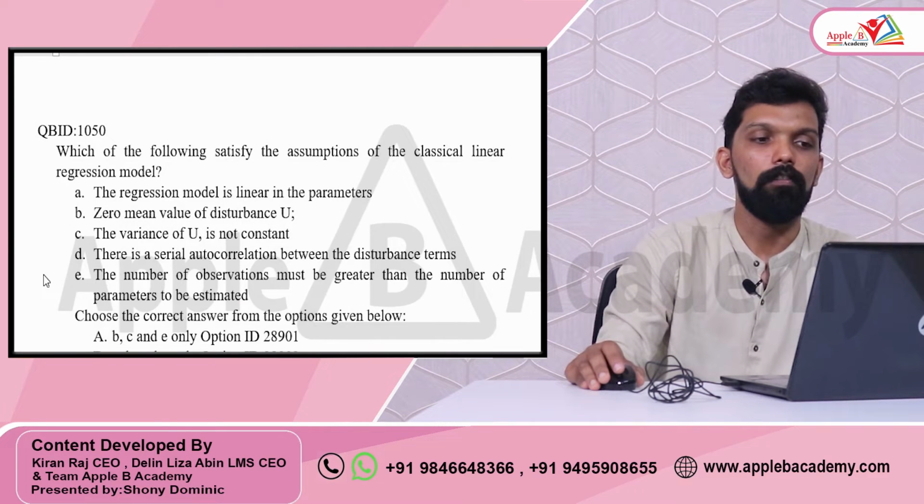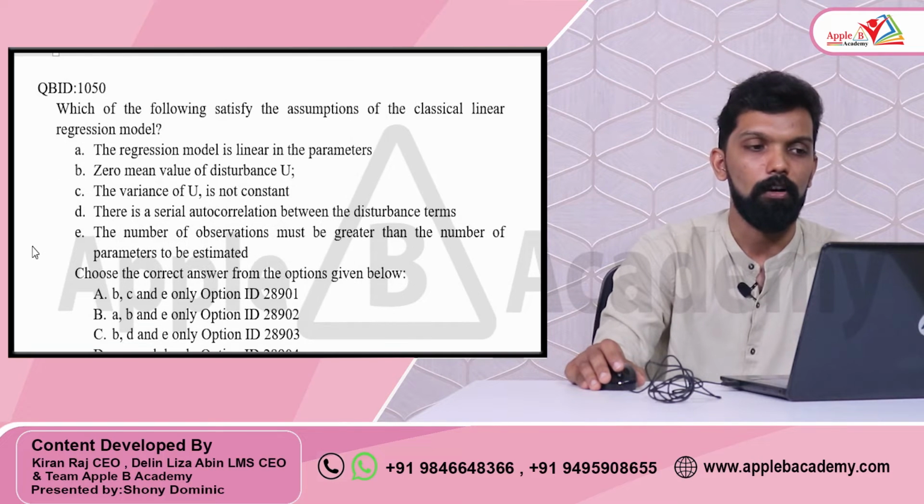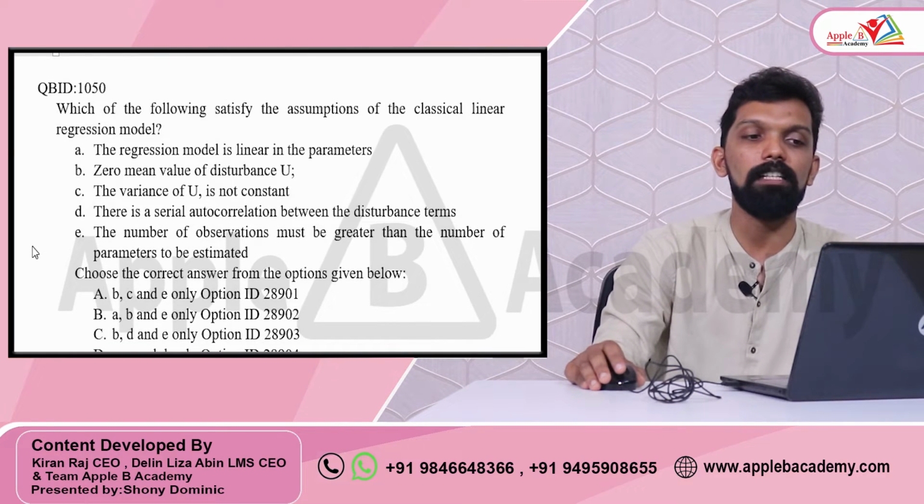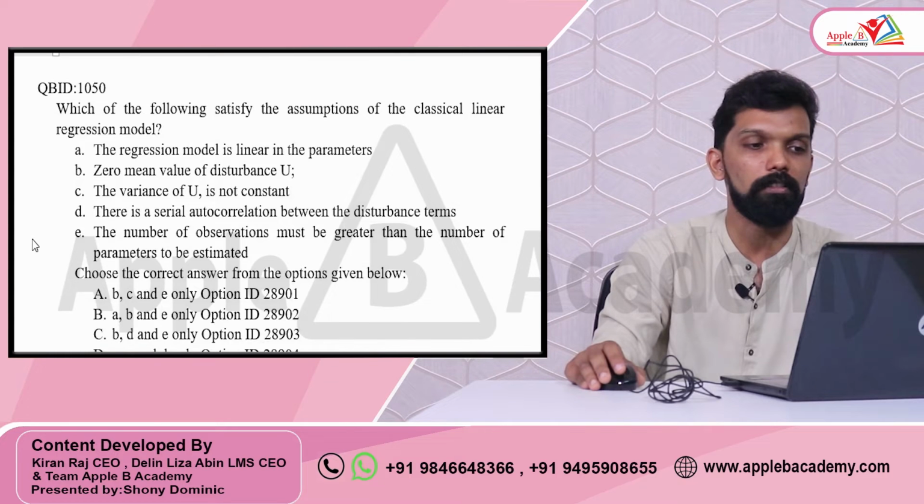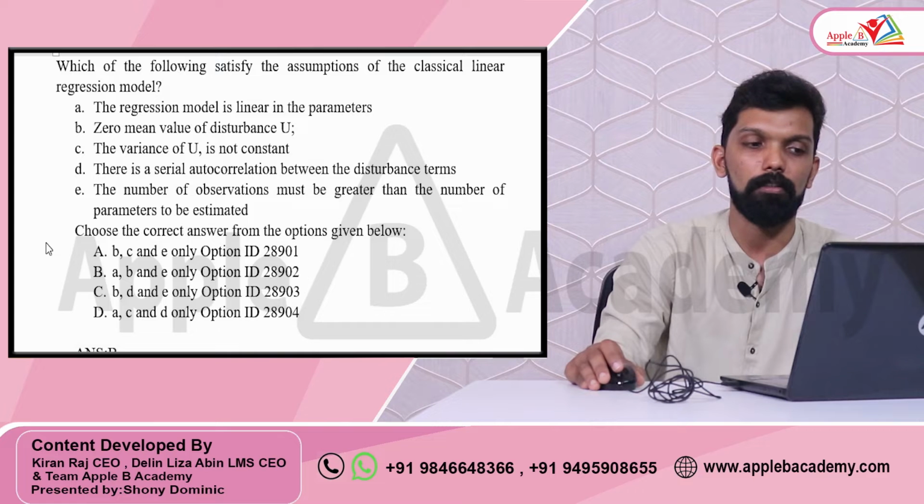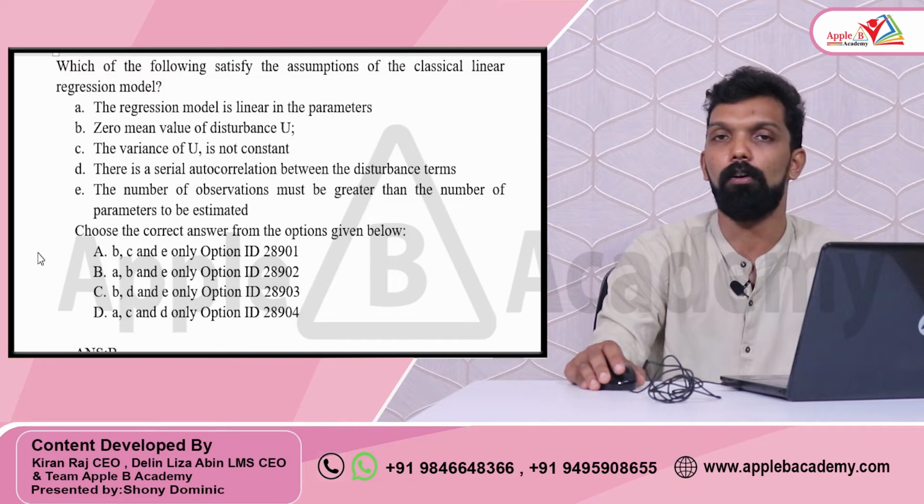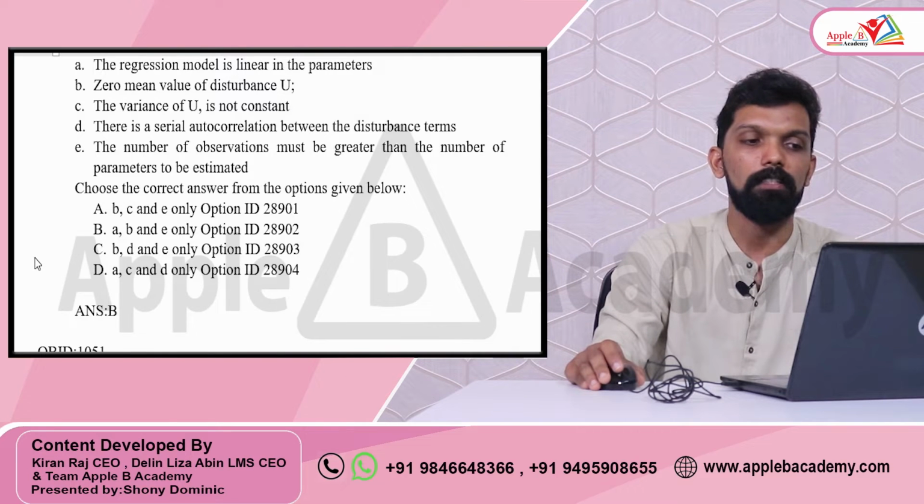So the next question: which of the following satisfy the assumptions of classical linear regression? Statements: the regression model is linear in parameters, zero mean value of disturbance U, the variance of U is not constant, there is serial autocorrelation between disturbance terms, the number of observations must be greater than the number of parameters to be estimated. So we have different combinations given here. The right combination is B, which is A, B, E only.